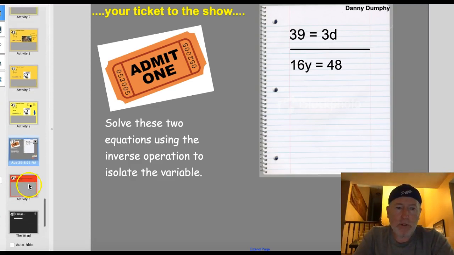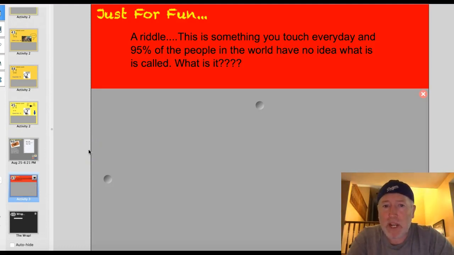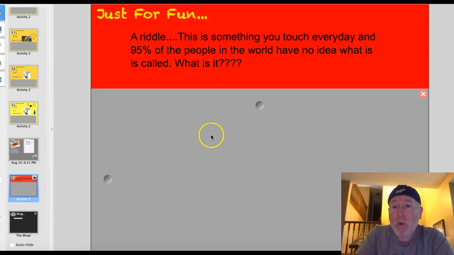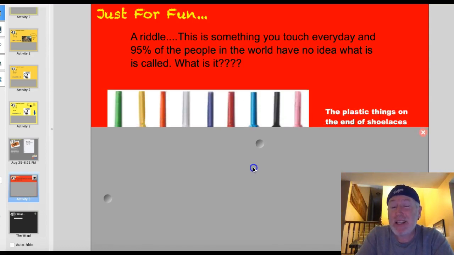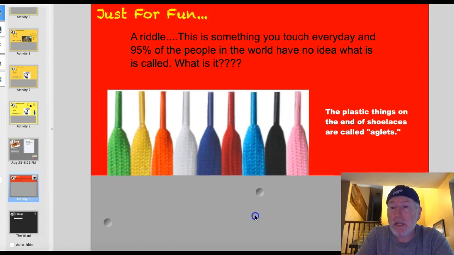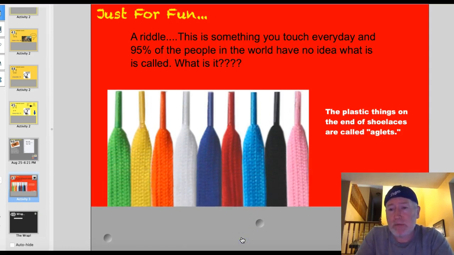Okay, the answer to the trivia question. What is something you touch every day and 95% of the people in the world have no idea what it is? See if you can guess. That little thing on the end of your shoelaces? Aglets. It's kind of a cool thing. Just go press your parents and say, hey, I need some new shoestrings. I broke my aglets. They'll be like, what? Is that a bone in your foot? Nah, it's that little plastic thing on the end of the shoelace.